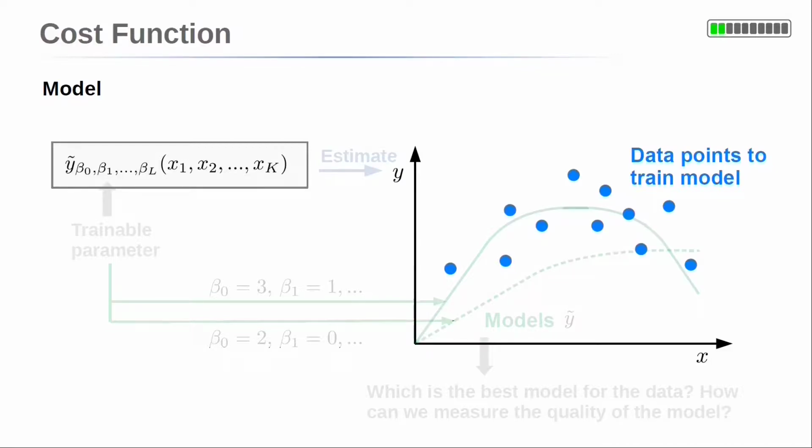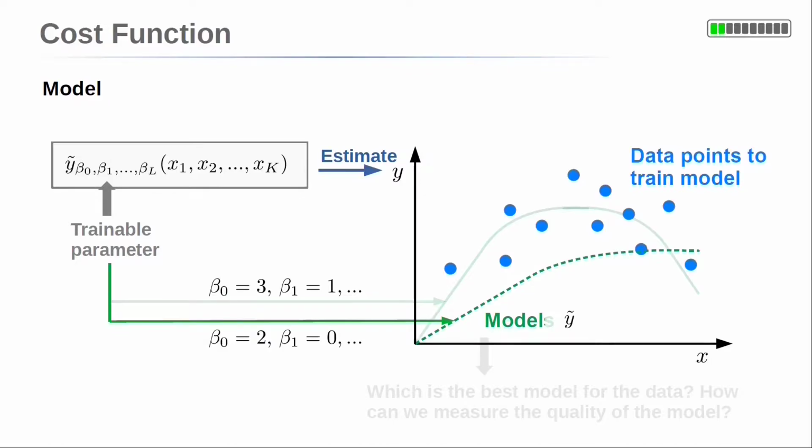We have a model y tilde depending on the independent variables x. This can be a single variable x or multiple variables x1, x2 and so on. The model is used to estimate a target variable y. The model has trainable parameters denoted by beta 0 up to beta capital L. These parameters are subscripted at the function y tilde.